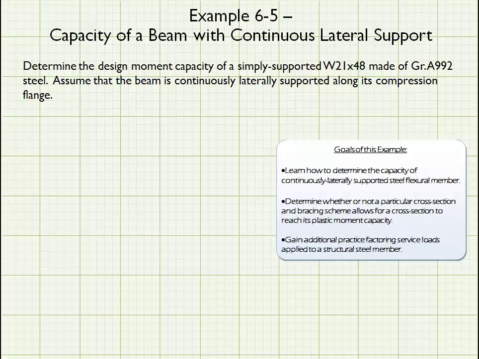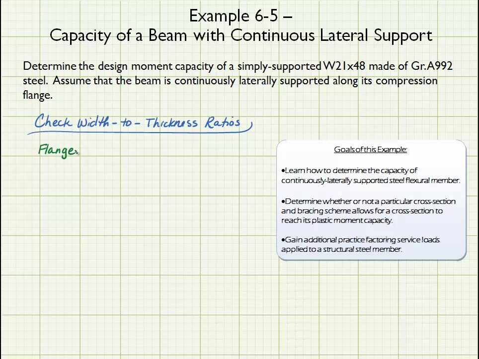Before we can figure out what limit states need to be investigated for this beam, we have to first investigate the width to thickness ratios for the flanges and the web to figure out where we need to be in the specification and what the controlling limit states are. So let's start once again by looking at the flanges.